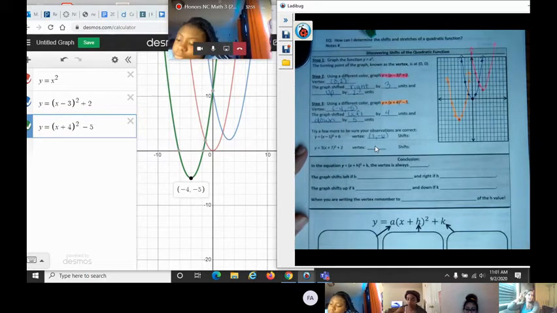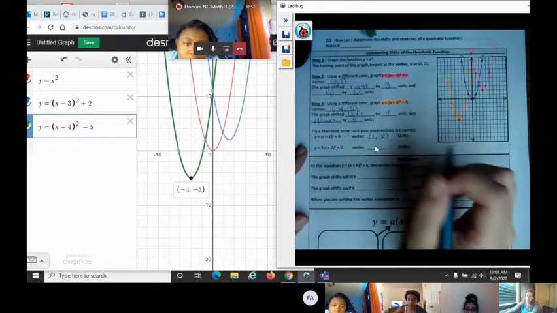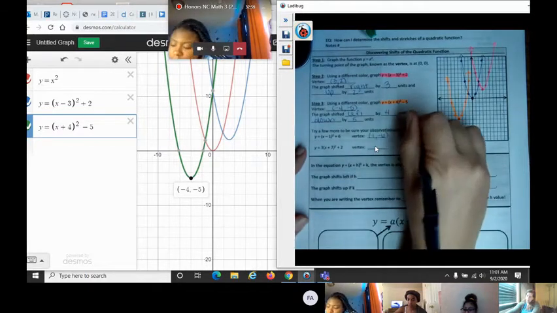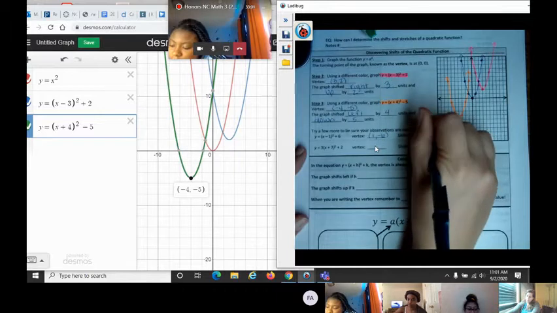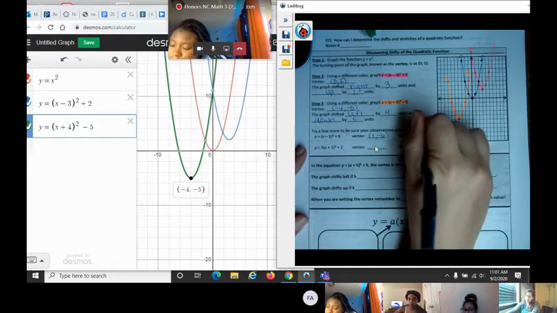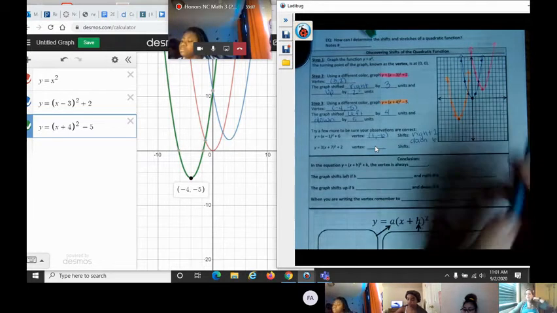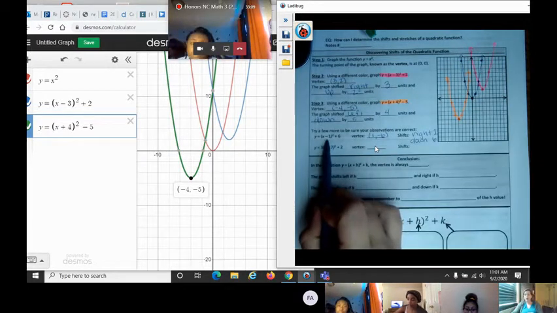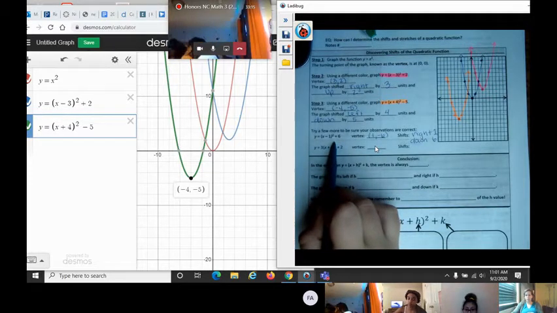And so it's going to shift right 1 and down 6. Okay, so the number that's inside the parentheses is kind of doing the opposite of what you would expect, and the number outside the parentheses is doing what you would expect.